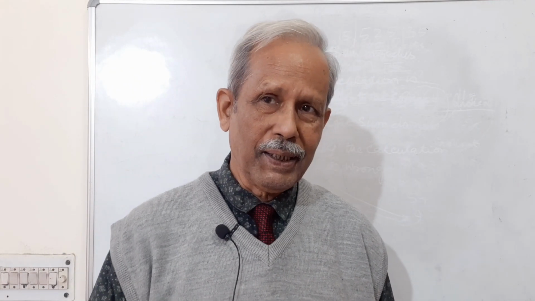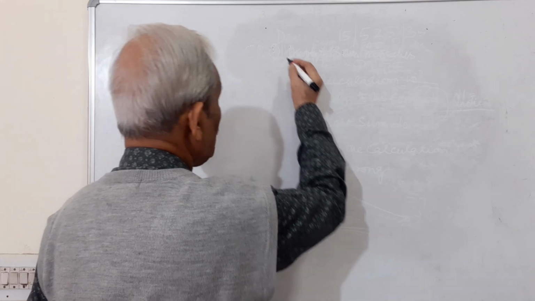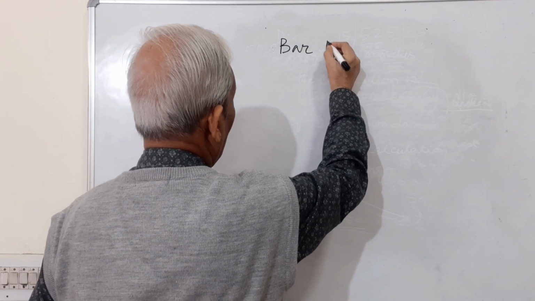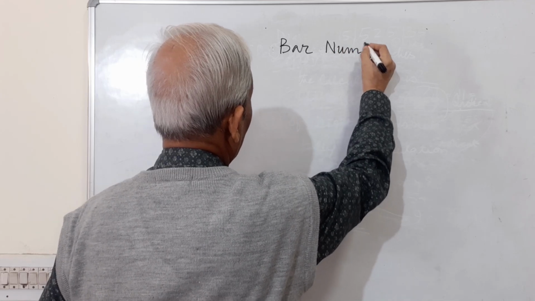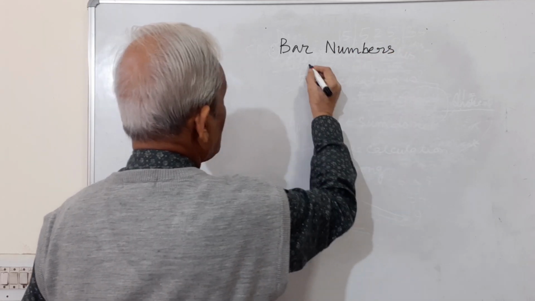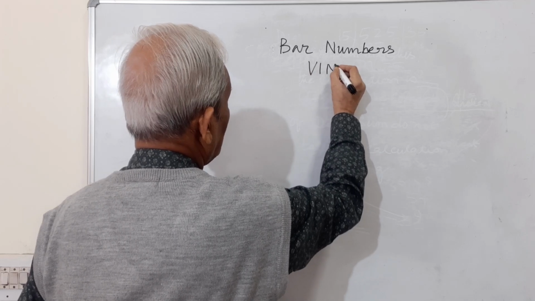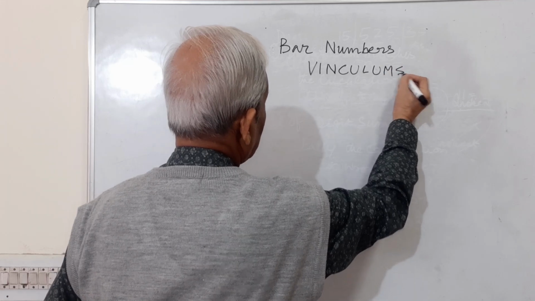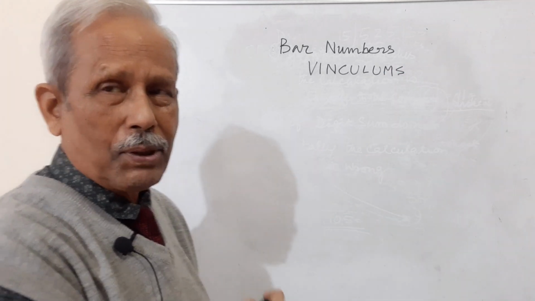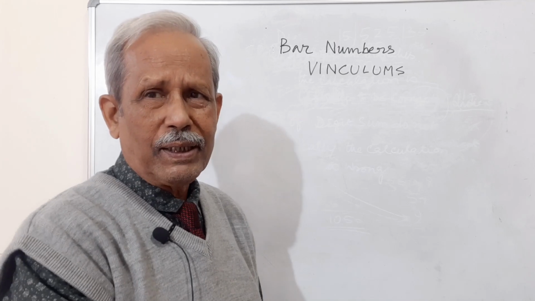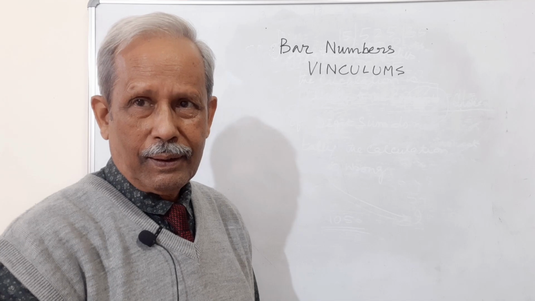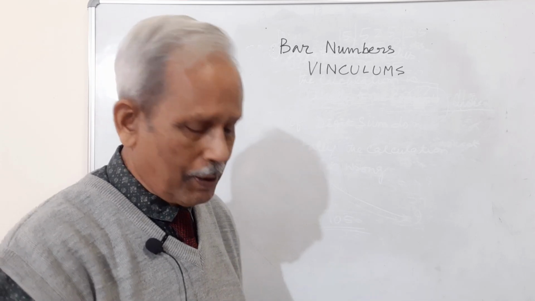Now, what we will start with, the first thing that we are going to do: the bar numbers are vinculums. And these bar numbers, as I told you, are the negative numbers. So let us first see how we can convert any number into a bar number, how we can convert a bigger digit into smaller digits.